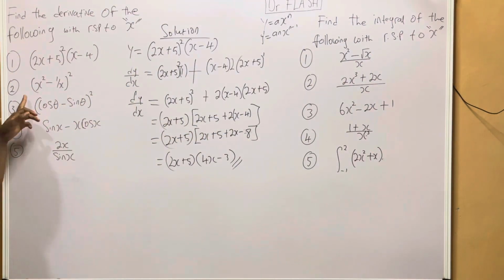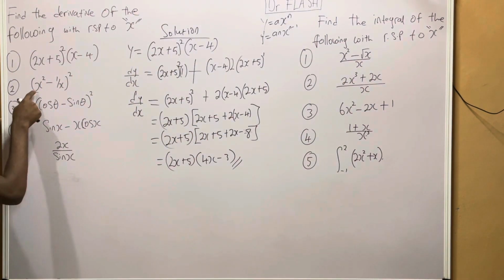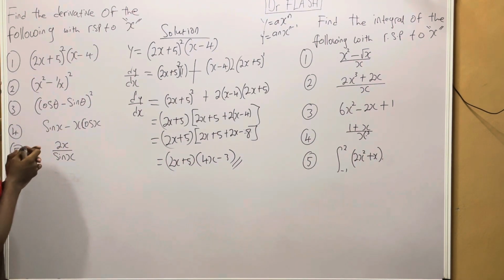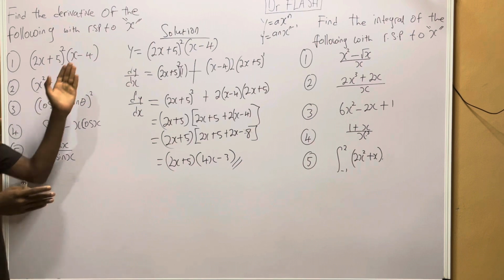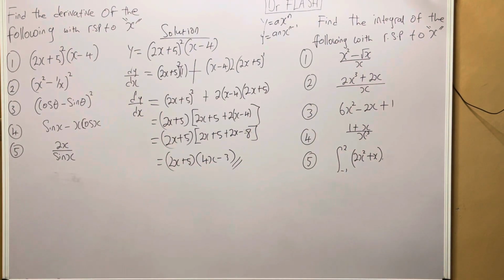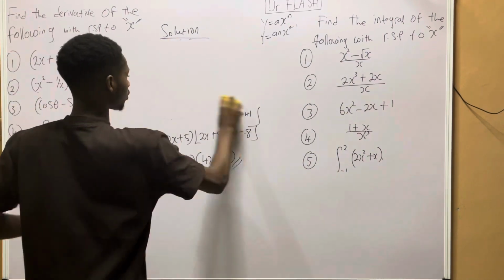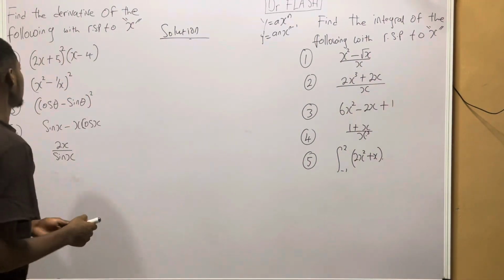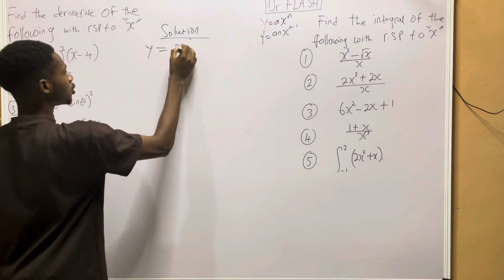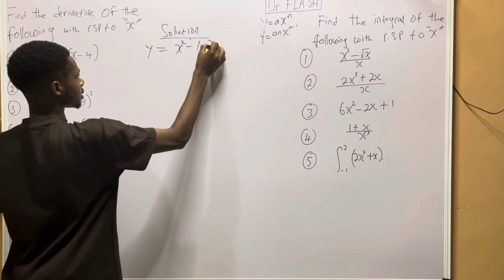Okay? Now, the next question we're having here, number 2, is x squared minus 1 over x all squared. Okay? Now, how are we going to solve this? I'm going to take off these parts and solve that. Okay? So we're having y is equal to x squared minus 1 over x.